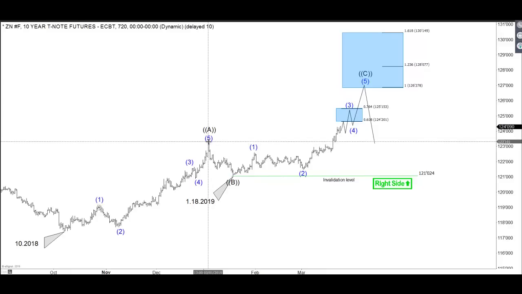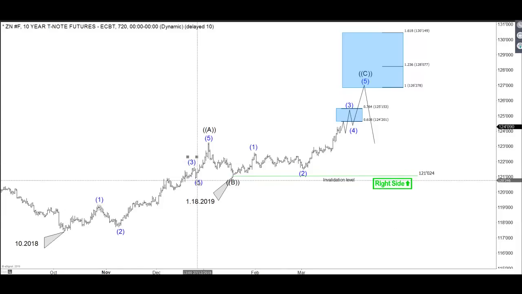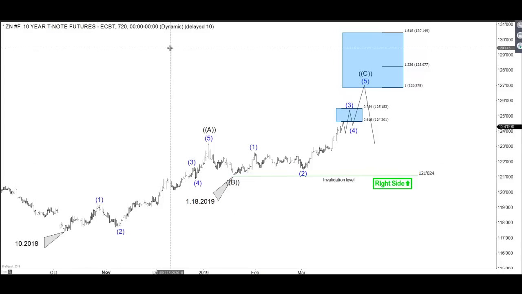So the break above this level, the peak that we saw at the beginning of January, has created an incomplete bullish sequence in the 10-year note futures from this low that we saw back in October of 2018. So this move does look like a five-wave move, even though this wave 4 is a bit too short in time as compared to this wave 2.